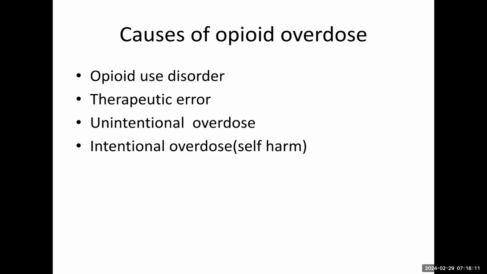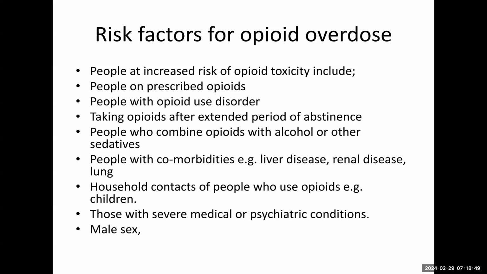The causes of opioid overdose include opioid use disorder, therapeutic error, and unintentional overdose, like in children or those taking care of people on opioids who mistakenly ingest opioid medications in large doses, or even those who are on prescription opioids but have other comorbid psychiatric or medical conditions and subsequently take higher doses of opioid. Intentional overdose, like I mentioned, may be suicide. The risk factors are here.